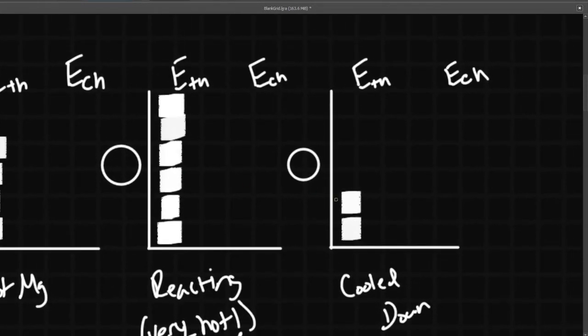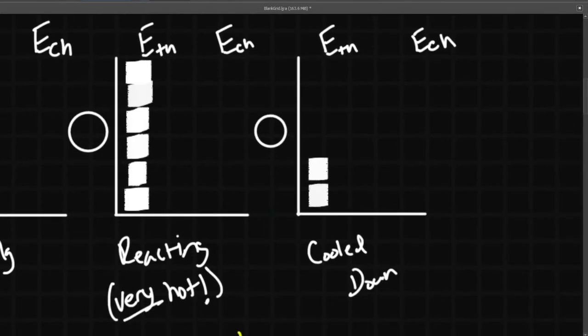Similarly, here we're not changing ECH. We're just taking that energy out. In fact, those 4 boxes just sort of disappear. So where do they go? They must leave.